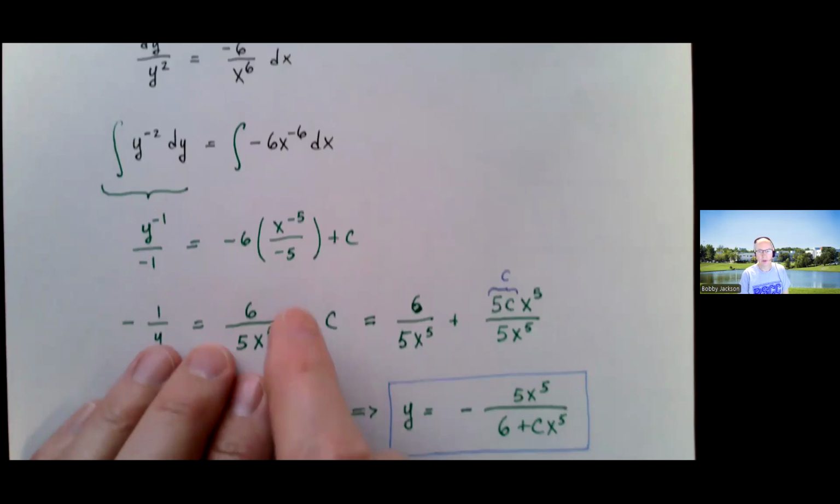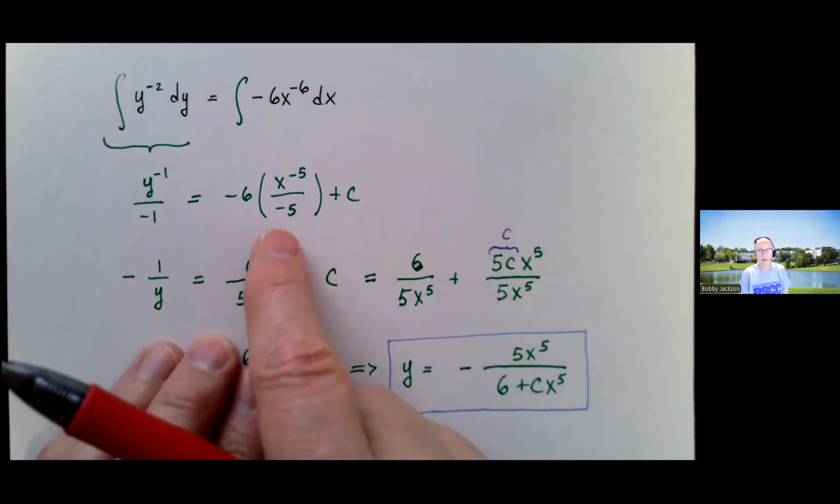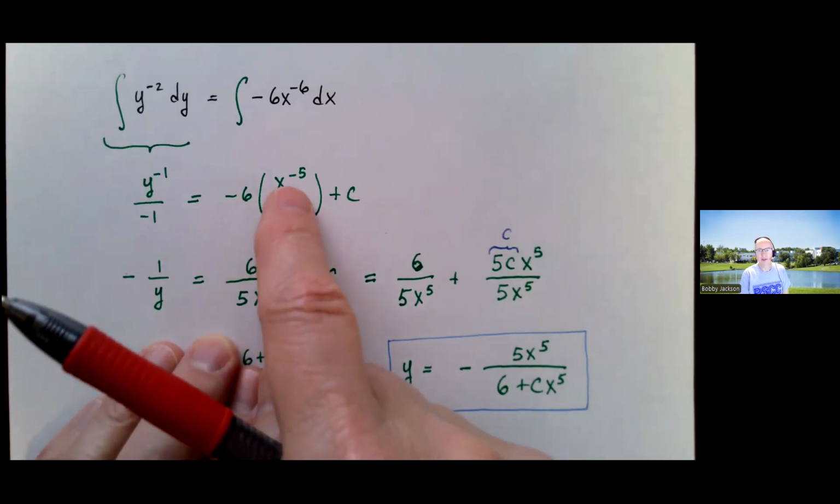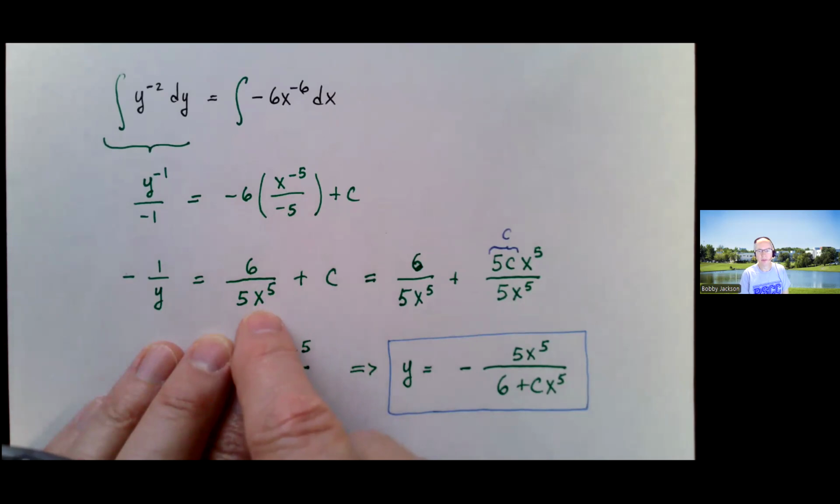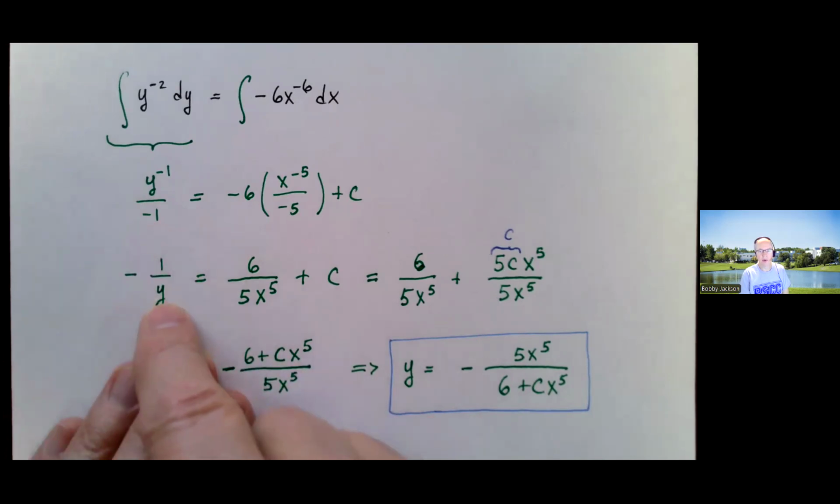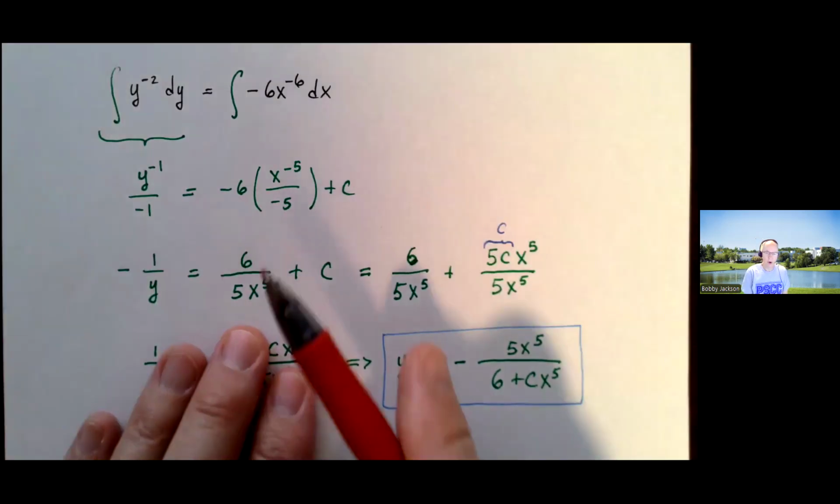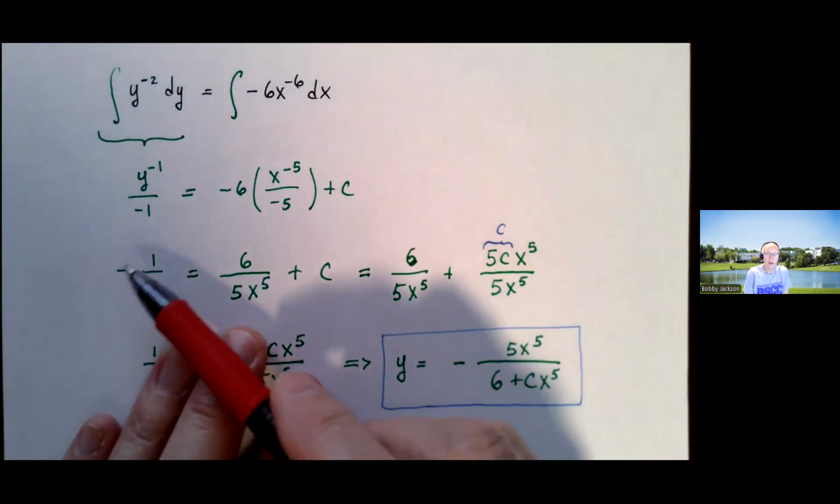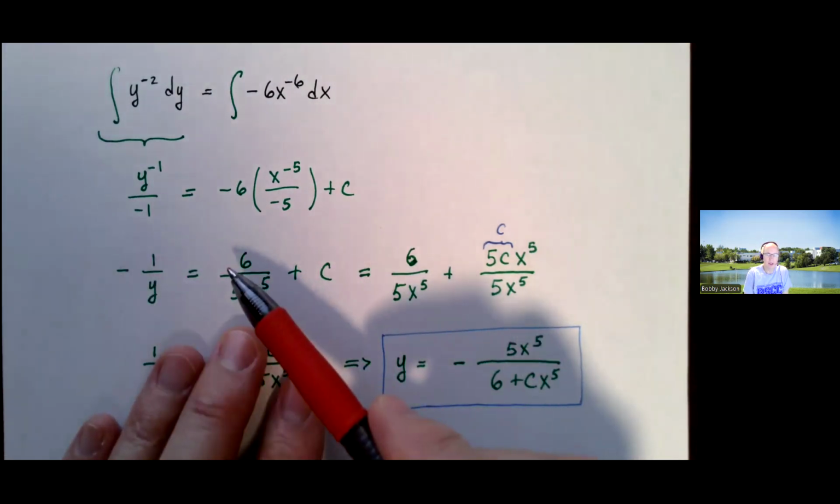So if I clean this up a little bit, notice a negative divided by a negative is a positive. And this x to the negative fifth comes down as x to the positive 5, right? 6 over 5 x to the fifth. Y to the negative 1 is 1 over y, and it's negative 1 over y. Now, before I solve for y, you can multiply both sides by negative 1 at this point. That's fine. You could do that.